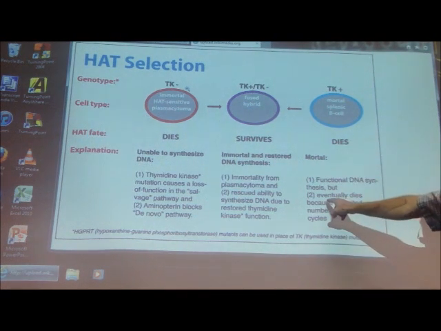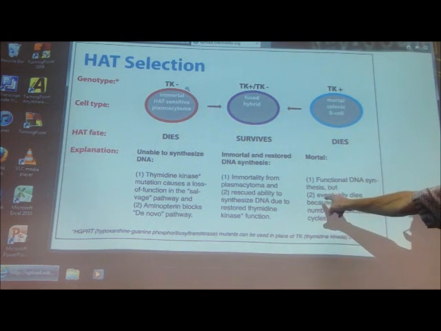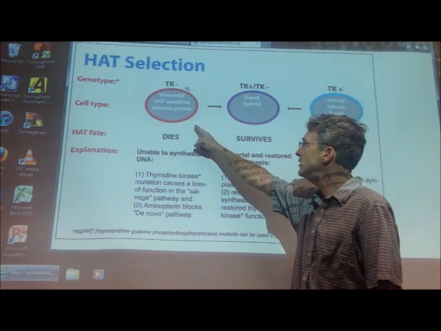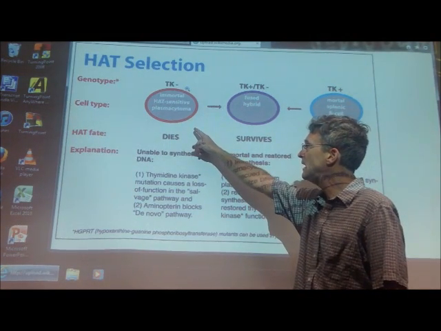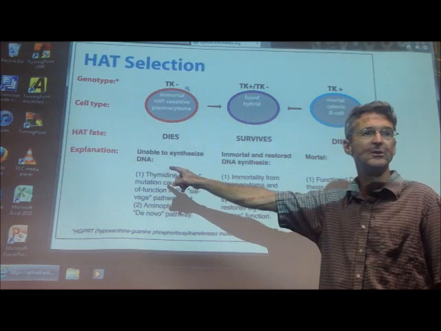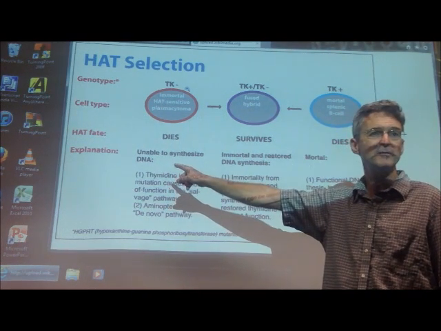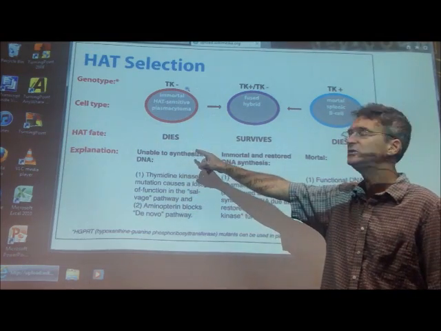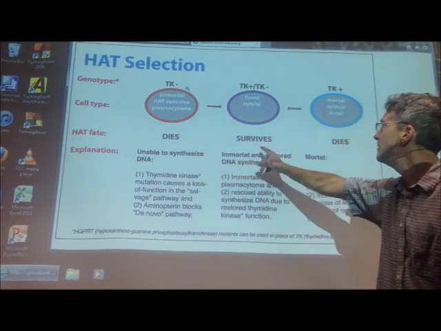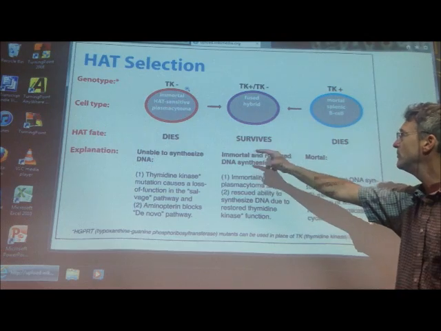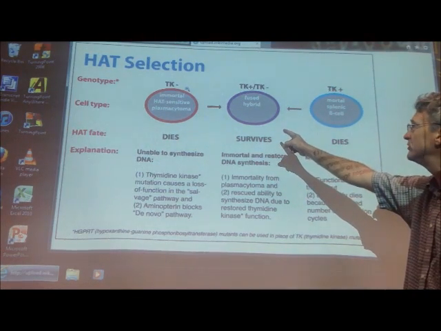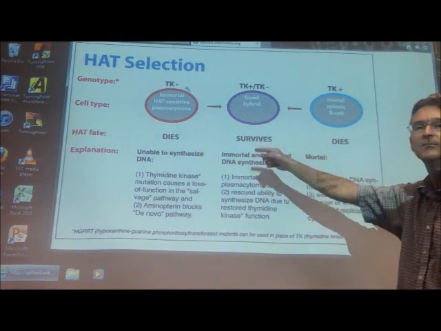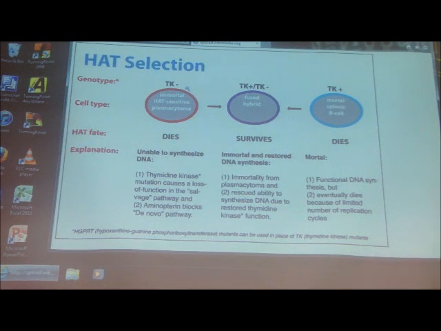Your spleen cells are mortal, so eventually they die. Your myeloma cells can grow forever, but not in HAT medium. They die. It's poison to them because they are HGPRT minus or TK minus. But the hybridoma together, it's both immortal and it also has the proper wild type gene. It will live. Okay? So that's basically how to make a monoclonal antibody.